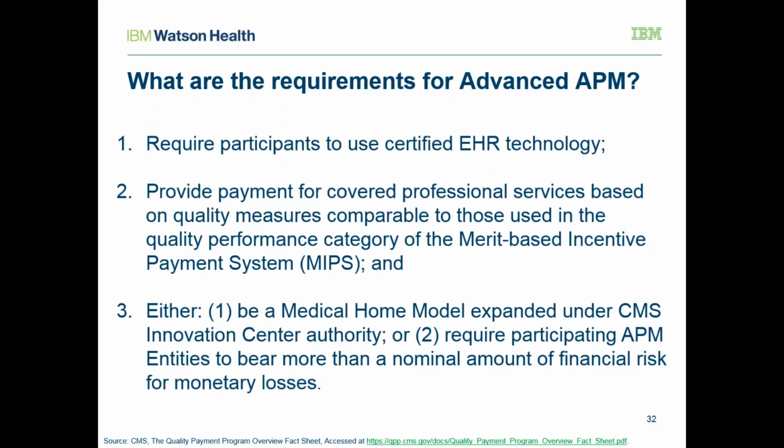And then there's a third step to this, which is if you're in a medical home, it needs to be the expanded medical home model from the Innovation Center, under the authority of the Innovation Center, or that the APM is bearing more than nominal financial risk for monetary loss. And that's a key piece to this, again, that these groups are putting themselves at risk to lose money in these programs. Next slide.